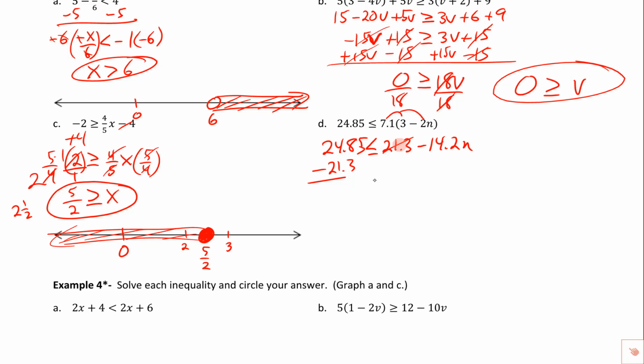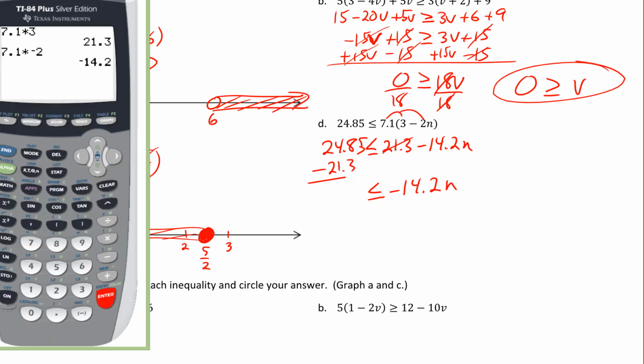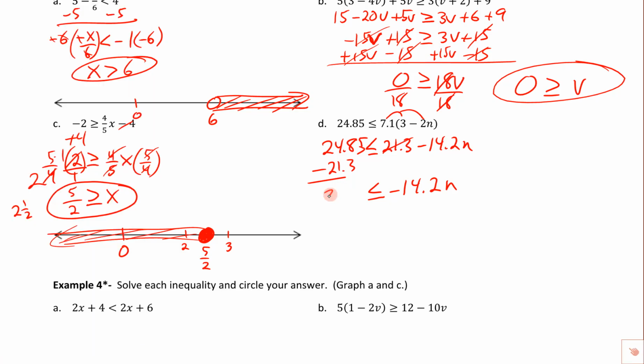That's going to get rid of it from this side. Subtracting doesn't change the direction of the inequality, so we've got this 14.2n. And again, we'll grab the calculator here. We're going to do 24.85, and we're going to subtract 21.3. We did have them kind of lined up here, so we were in pretty good shape. We probably could have figured that out in our heads, but let's go ahead and finish this off. We're going to divide by -14.2.